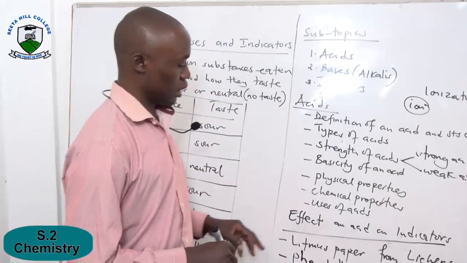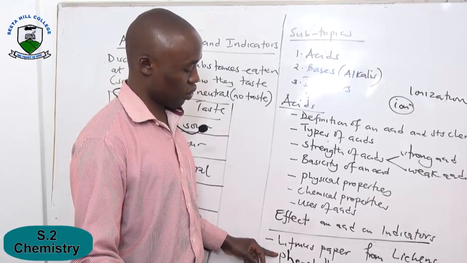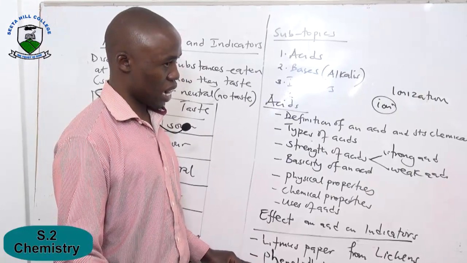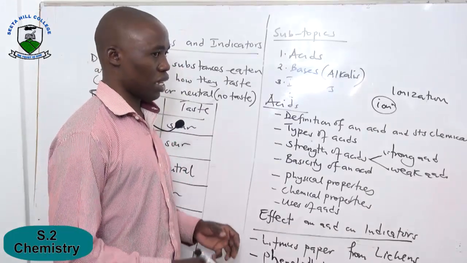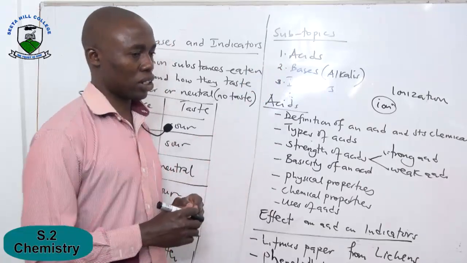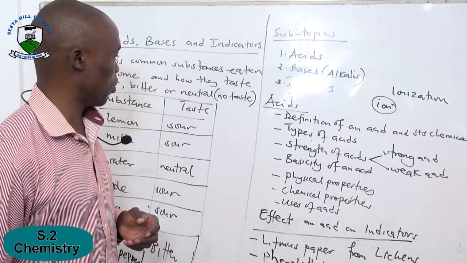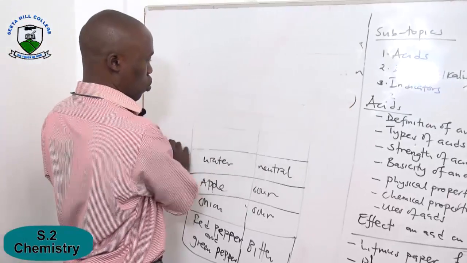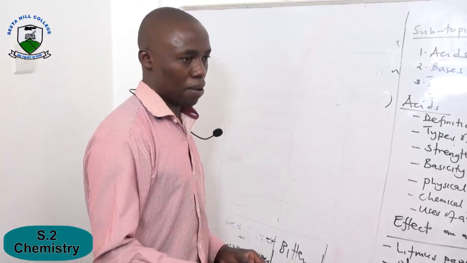Now acids will change the color of litmus paper, phenolphthalein, and methyl orange, and also affect universal indicator. We shall hold the universal indicator to discuss it broadly as we compare bases and acids. Let us only look at the first three, because universal indicator has some important features. Let us have a small table and you do some tests.